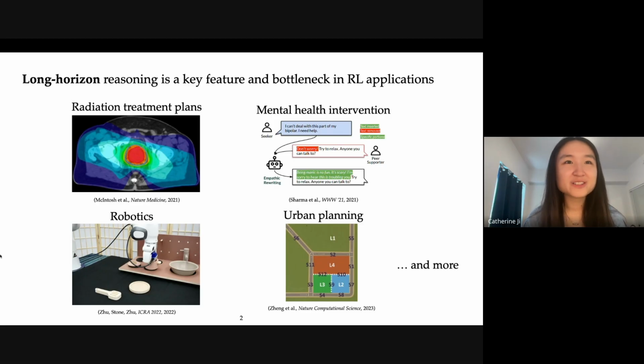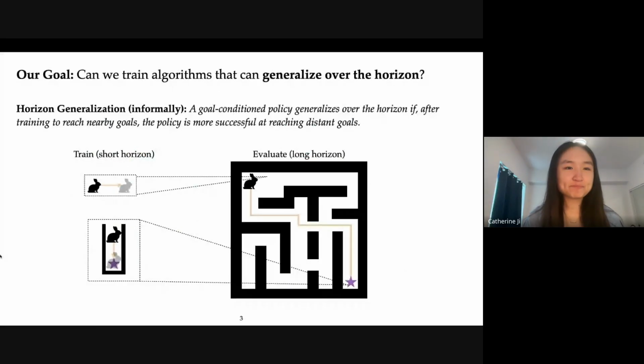Sorry, figuring out slides. Okay, great. I think that works. So we can think of horizon.